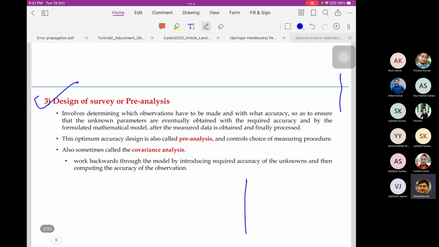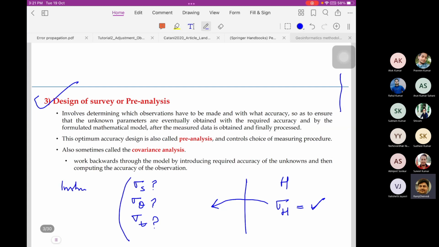We know that the final deliverable, sigma h, was given, it was known. We have done the backward processing and we have estimated what requirement would be there for the initial observation, and whether our instrumentation is capable or not. So that we have done. So this back analysis is there.